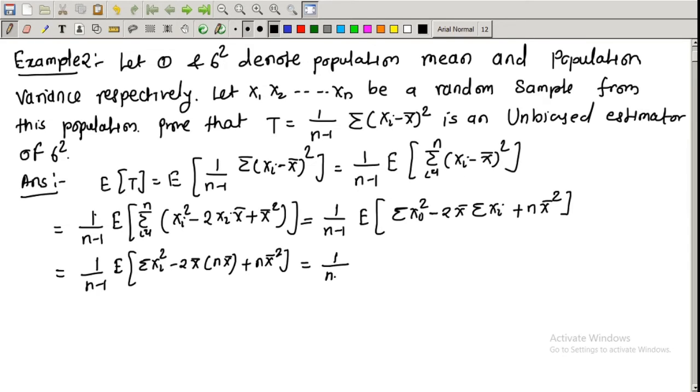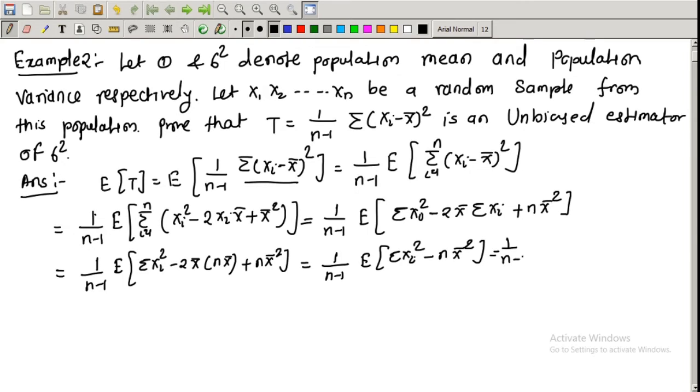So what is remaining? 1 upon n minus 1 expectation of summation of xi square minus n into x bar square. So from this we can directly write that the summation of xi minus x bar whole square is summation of xi square minus n into x bar square. If you take expectation inside, what will you get?